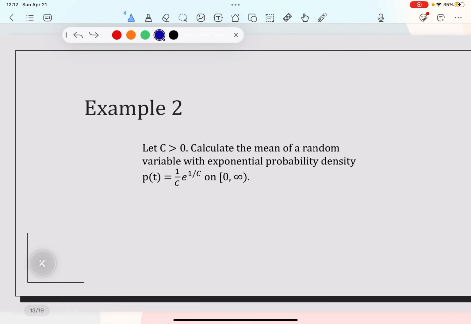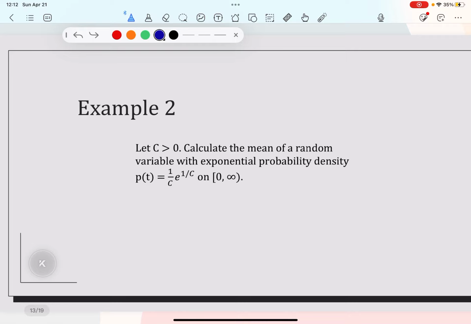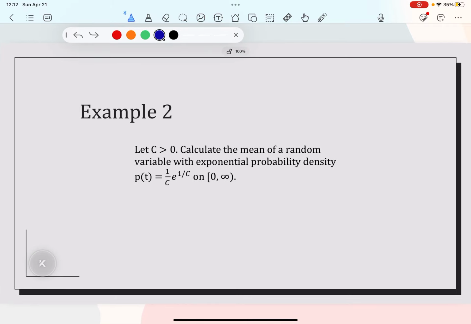So, I have this example, but I don't like the way it's written, so we're going to skip over it.